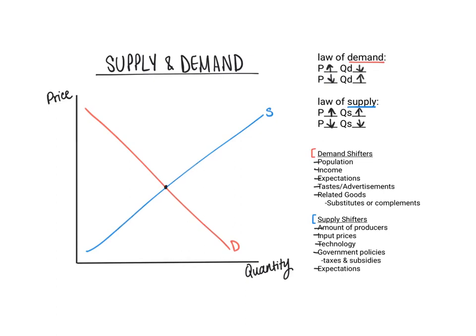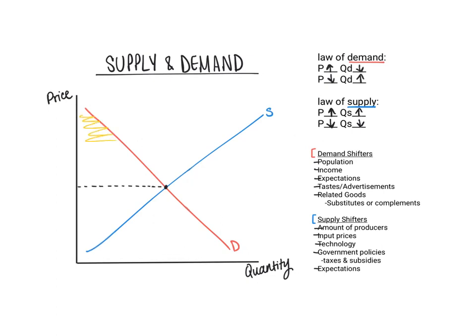This point right here in the middle is called equilibrium, and if any of these factors change, the curve will shift and it will result in a new equilibrium price and quantity. If both curves shift at the same time, this is called a double shift, so either price or quantity will remain indeterminate because it depends on the amount of change in each curve.